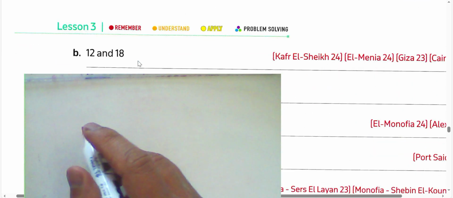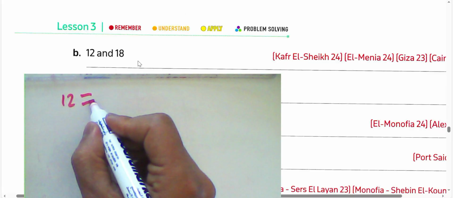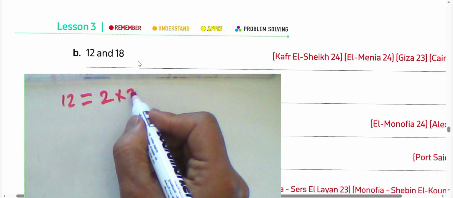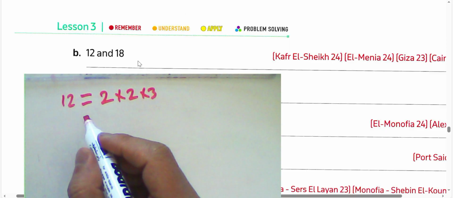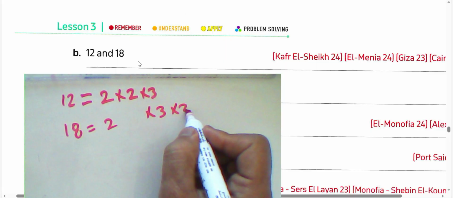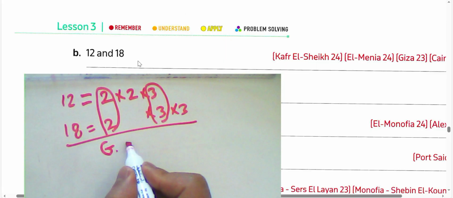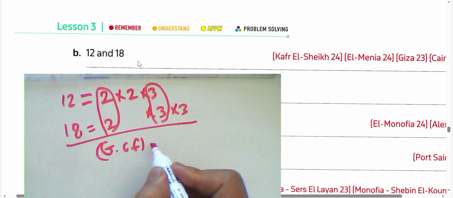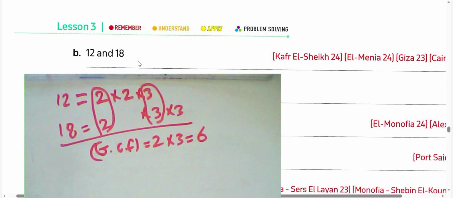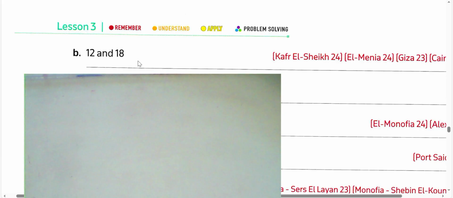12 and 18. Factors of 12: we know 12 equals 2 times 6, and 6 equals 2 times 3. And 18 equals 2 times 9, 9 equals 3 times 3. You can choose the repeating factors to find the greatest common factor. 2 times 3 equals 6. The greatest common factor between them equals 6.